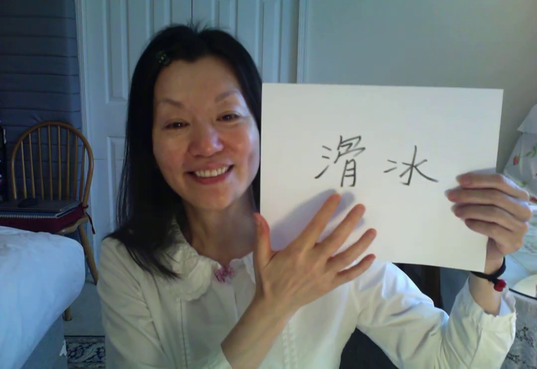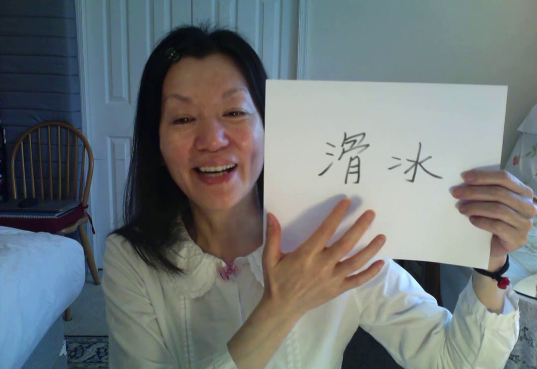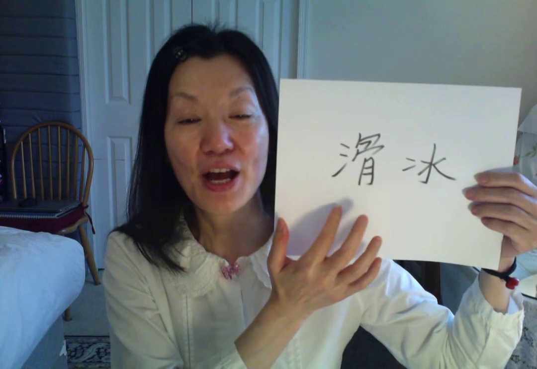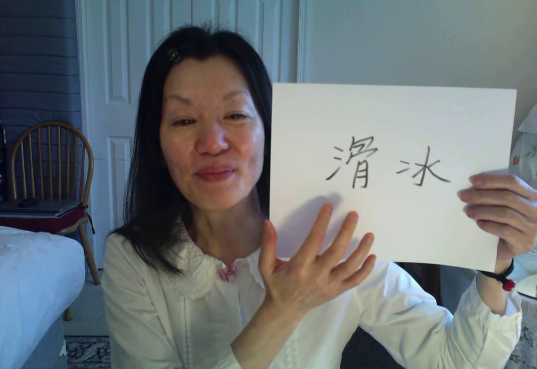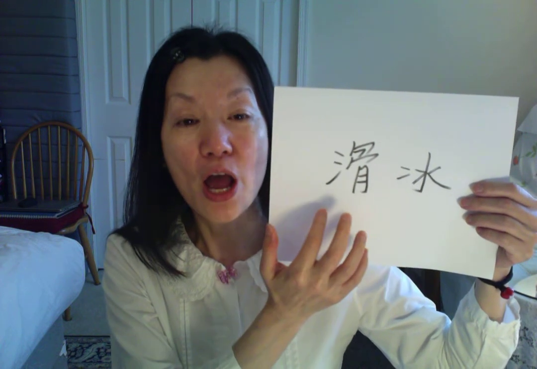Wow. Okay. The next one is 滑冰. One more time. 滑冰. In English, to ice skate. 滑冰, to ice skate. Yeah. Okay. Now we see next.